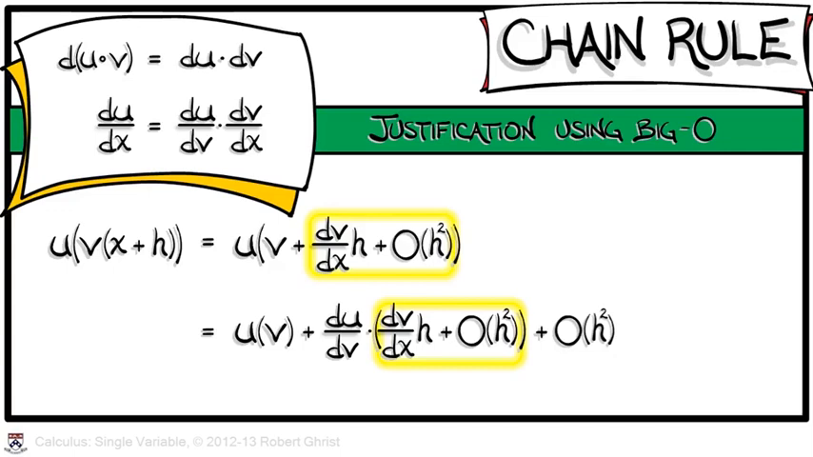Now, for the terms in the middle, when we distribute the multiplication of du/dv with all of the terms in the parentheses, well, the latter term, du/dv times something in big O of h squared, yields, again, something in big O of h squared. And so, combining those big O's of h squared, we are left with a first-order term in h that has coefficient du/dv times dv/dx. And that is the proper form of the chain rule.